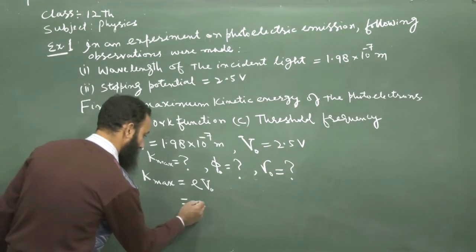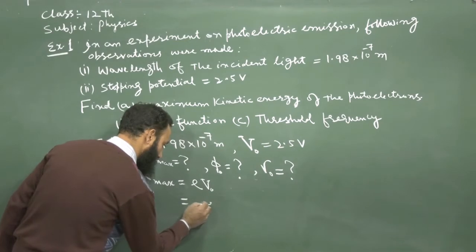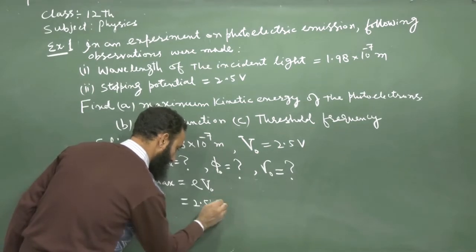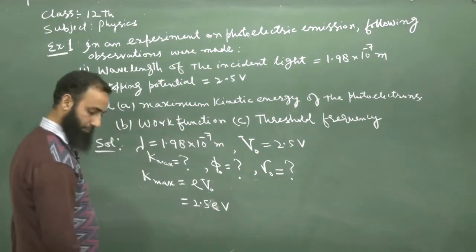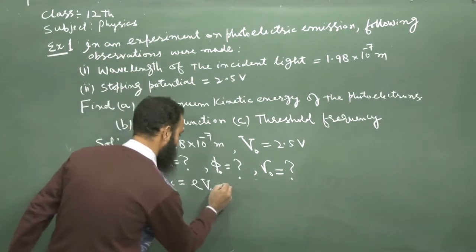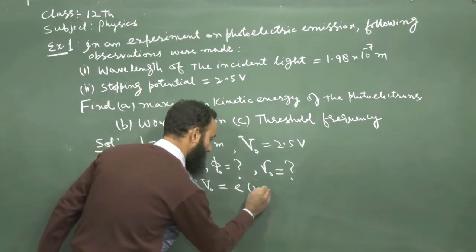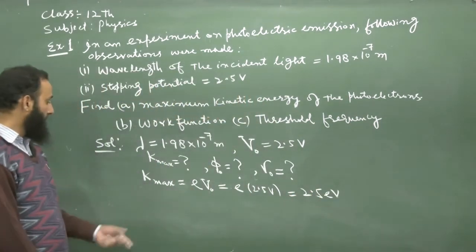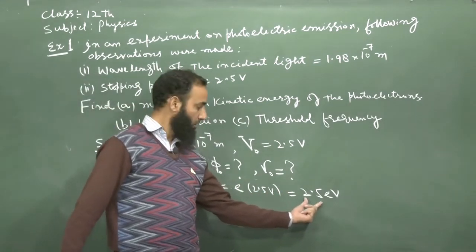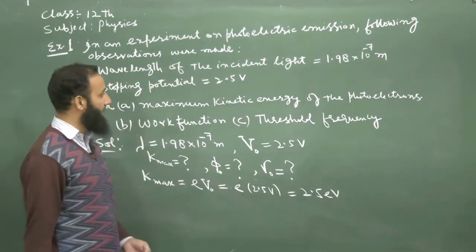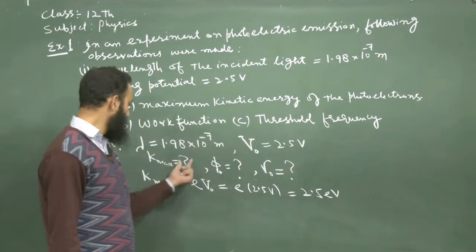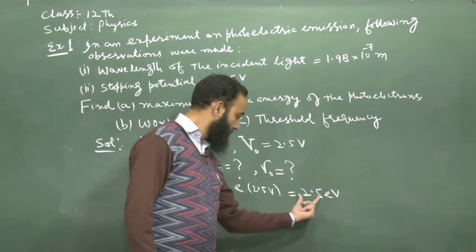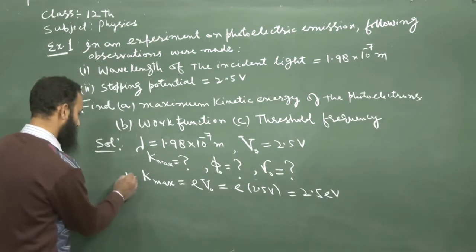Or K max is equal to e, V naught is 2.5 volt, into e into 2.5 volt. This is equal to e into 2.5 volt, or we can write it as 2.5 electron volt. Thus, the maximum kinetic energy of the photoelectrons when a photosensitive material is illuminated with light of this wavelength, the maximum kinetic energy that they can have, is 2.5 electron volts. This was the first part.